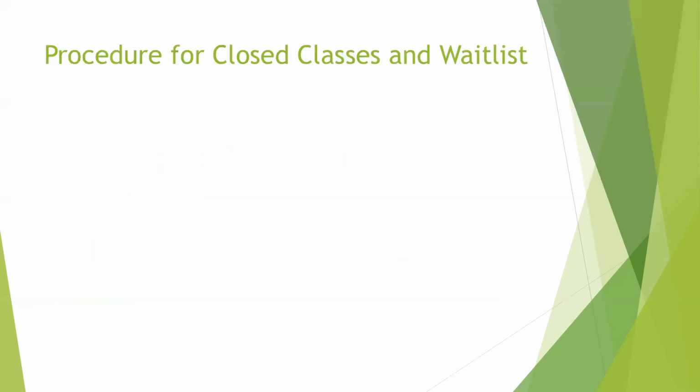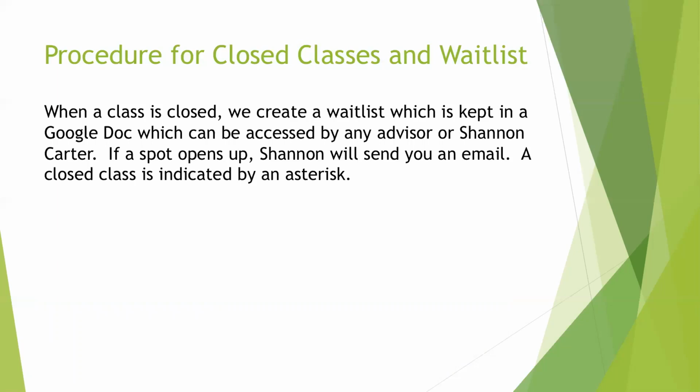Okay, so now I'm going to outline the procedure for closed classes and the waitlist, and this is probably the biggest source of confusion that we get during enrollment. So when a class is closed, what we do is we create some waitlist, which is kept in a Google Doc that can be accessed by any advisor or Shannon Carter. If a spot then opens up in the closed class, Shannon will send you an email and it'll say you have 24 or 48 hours to enroll for this class. And on class search, that closed class is going to be indicated by an asterisk.